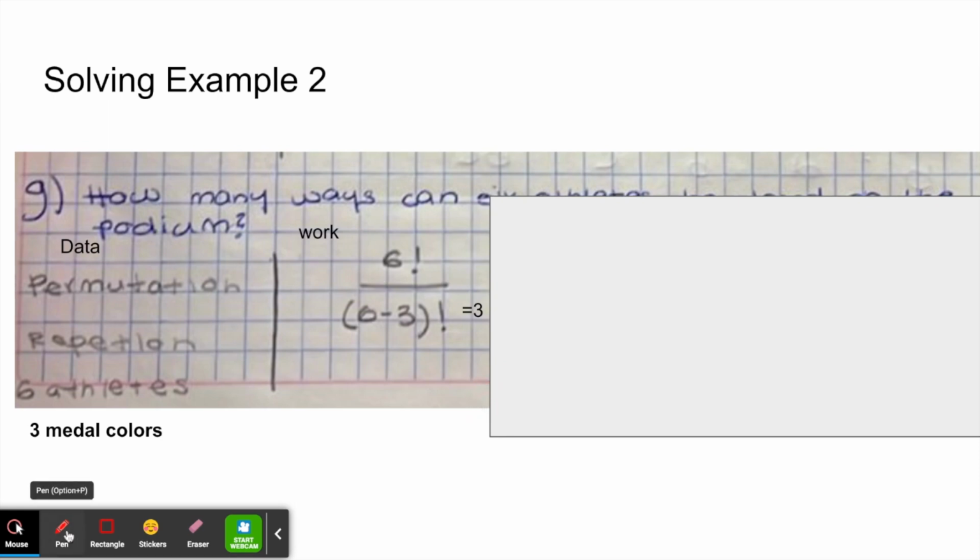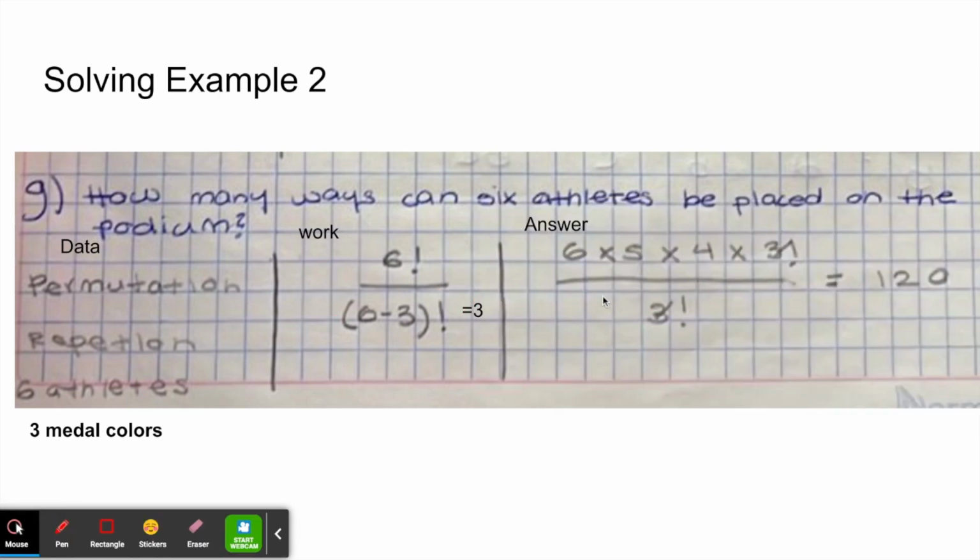So on top you put the total number, which is 6, and on the bottom you put your total number, which is 6, minus the selected number, which is 3, and that equals 3. So on the bottom you should have 3 on your equation. So on your answer you should put, as I explained, from your total number until your selected number and multiply them all. The 3's cancel out, and you have 6 times 5 times 4, which equals 30, times 4, which equals 120.